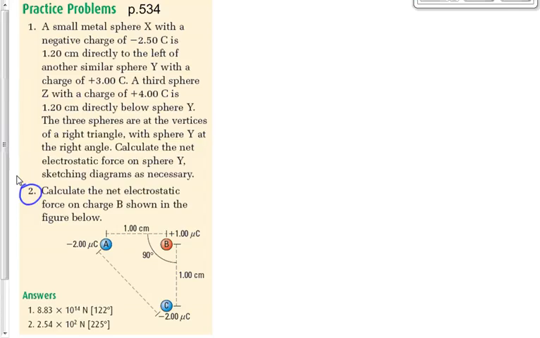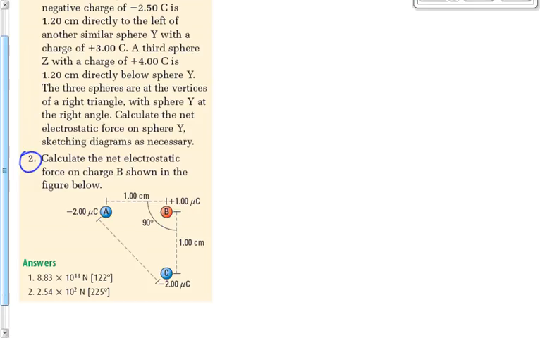So let's calculate the net electrostatic force on charge B, shown in the figure below. All right. First of all, the very first thing I'm going to spot here, electrostatic force, it's a Coulomb's law problem, right? We know it's going to be a Coulomb's law problem. I want to think about my red pen. Lots of things to circle here in the red pen as well. I got microcoulombs, I got negative, I got centimeters, I got microcoulombs, centimeters, microcoulombs, negative. Talk about running out of red ink here.